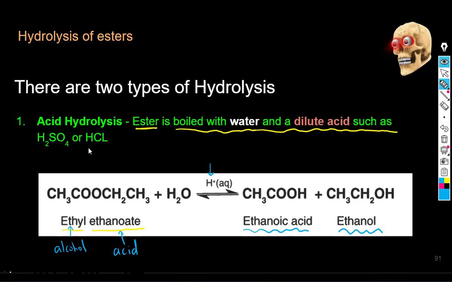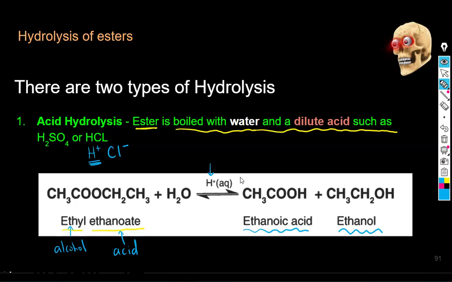Also, if you're seeing an H+ here, this H+ is from the HCl or H2SO4. Remember, HCl has an H+ and a Cl−. This H+ is from the acid part. That is what the H+ here means. All right. So this one is pretty easy, right?